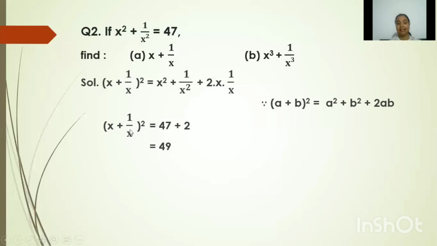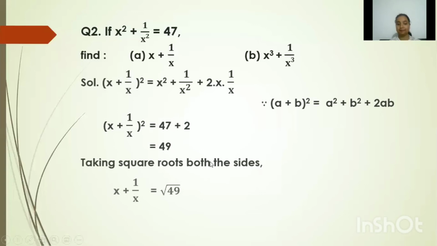Right? And now this is a square. We don't need the square, so we'll take the square root. Taking square root on both sides, this square is gone and you will get the square root. So you'll get the answer plus minus 7. Isn't it so easy? Let's see the second option.